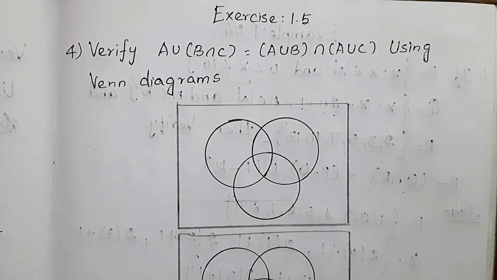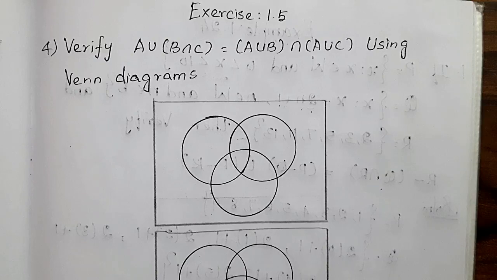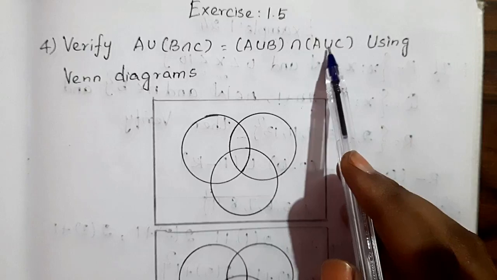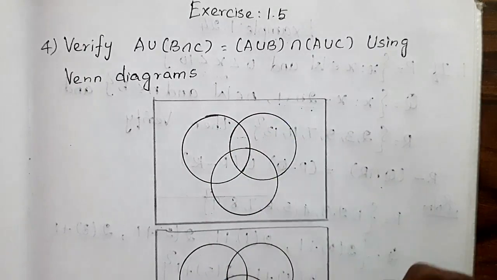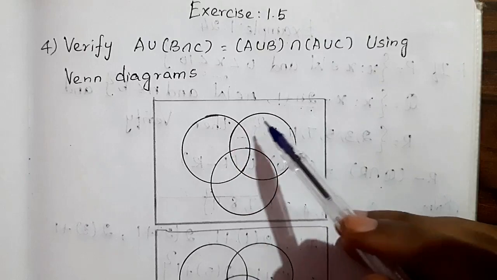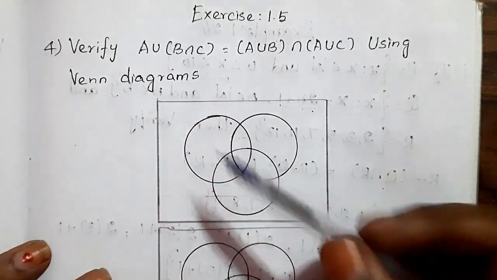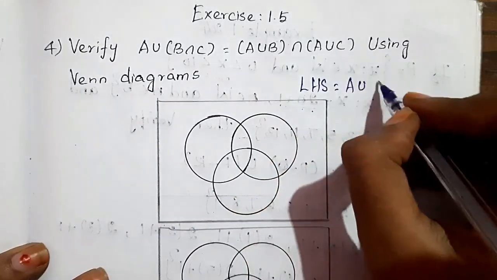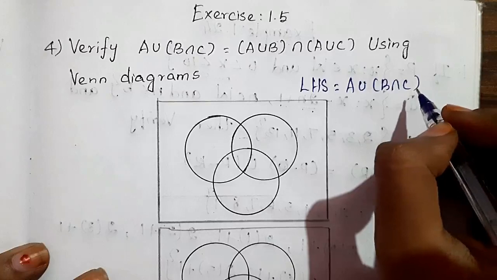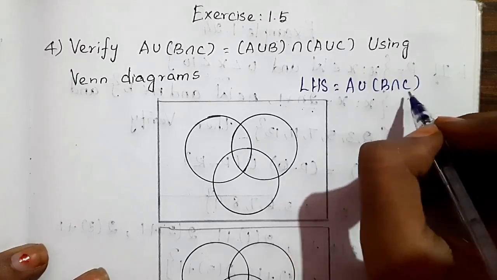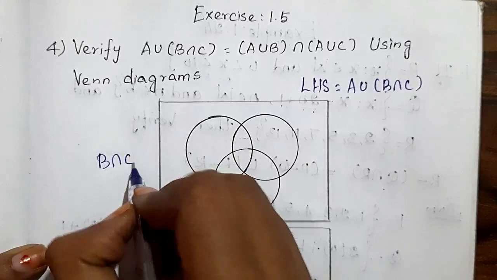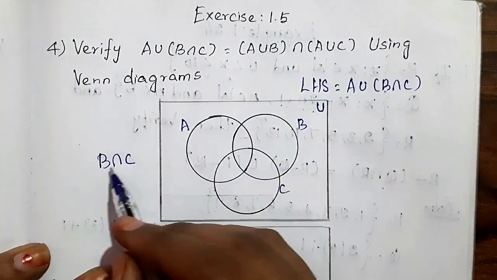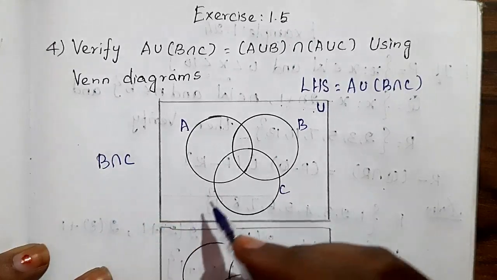See exercise 1.5. Fourth question, verify A union B intersection C equal to A union B intersection A union C using Venn diagram. So I drew the Venn diagram using 3 sets, because we have A, B, C. First we can consider LHS. So LHS equal to A union B intersection C. So first Venn diagram we can draw for B intersection C. We can give the names A, B, C. It is universal set. So B intersection C meaning is common part of B and C.